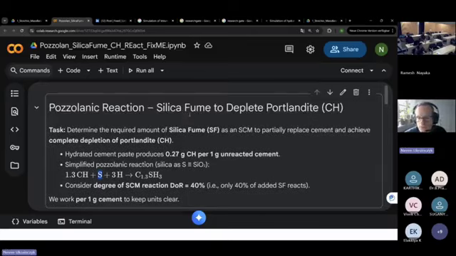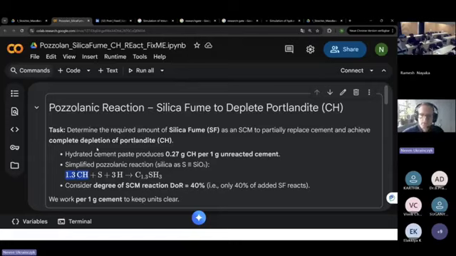So the task is to calculate the amount of silica film needed for complete consumption of portlandite. So how much silica film you should put in your cement to fully deplete portlandite. This is the task.